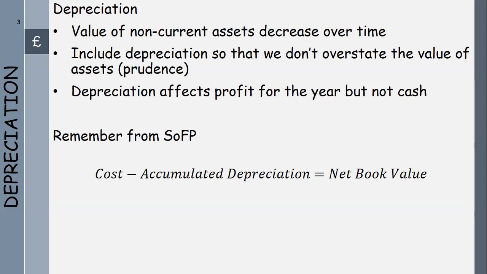And the key thing about depreciation is it affects the profit for the year, but it doesn't actually affect cash. It's just an expense that reduces your profit. So remember, to work out the net book value, you start with the cost, you take away the accumulated depreciation, or the provision for depreciation, or total depreciation, whatever you want to call it, and you get the net book value. So that's how much it's worth.